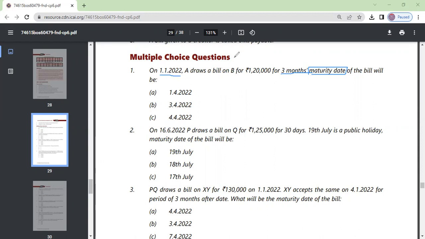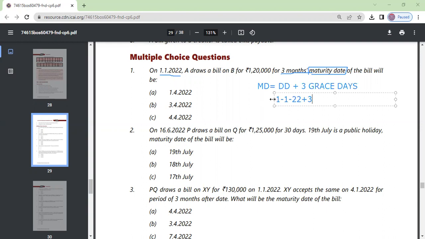Now coming to maturity date. How can we calculate maturity date? Maturity date equals due date plus 3 grace days. First calculate the due date. What about the due date? Date of bill drawn plus time period is called the due date, right? Date of bill drawn is 1st January 2022, plus time period is 3 months, as given in the question.